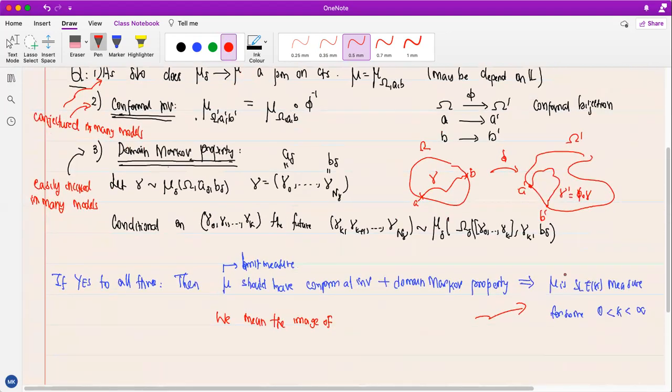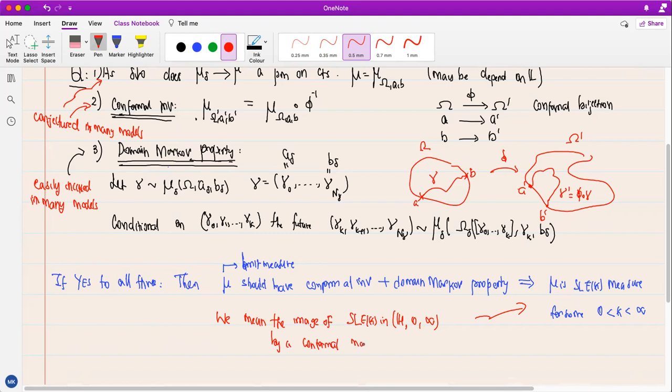Since I never defined SLE kappa in other domains, it is the image of SLE kappa in the upper half plane. We only defined SLE kappa in the upper half plane, from 0 to infinity, and then in other domains by a conformal map.